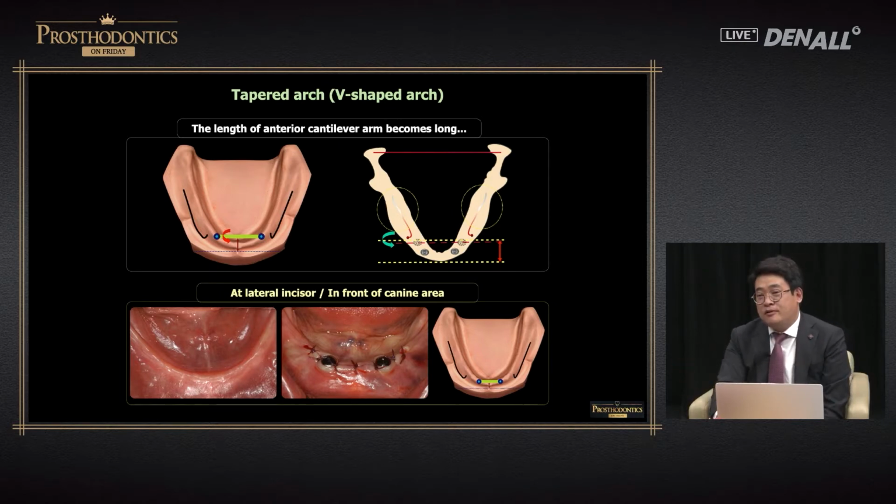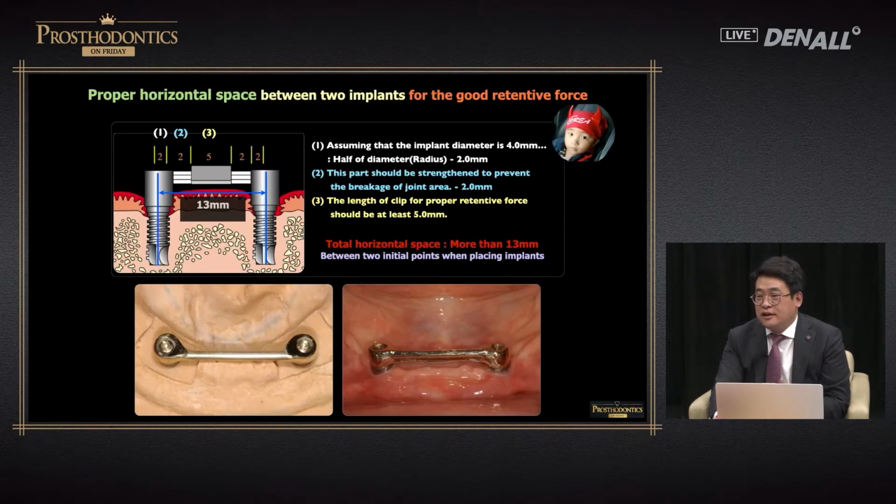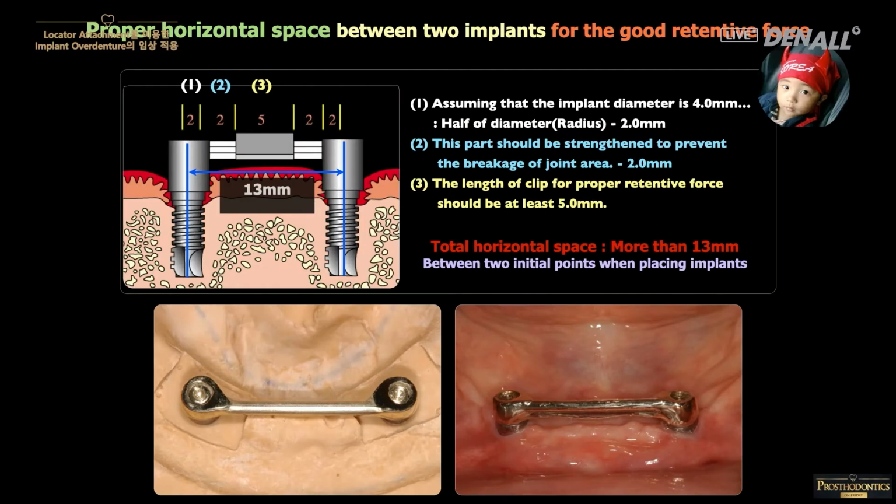As Professor Cho has mentioned, when we choose bar type, a lot of people use clip. And for appropriate maintenance of the clip, horizontal space is required. If you look at the slide, 12 or 13 millimeter of clip length is required for maintenance. If you place it too close, because that's where the bar comes in, it becomes shorter and maintenance power goes down. You need to consider what kind of attachment you're going to use considering these factors and choose the implant position.